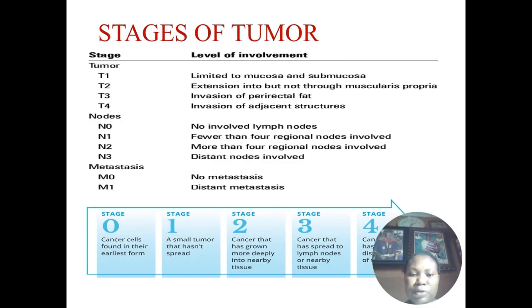Then we have the stages of tumor. What are the stages of tumor? We have stage 0, 1, 2, 3, 4. Under stage 0, it means that cancer cells are found in their earliest form. This is when there is initiation.